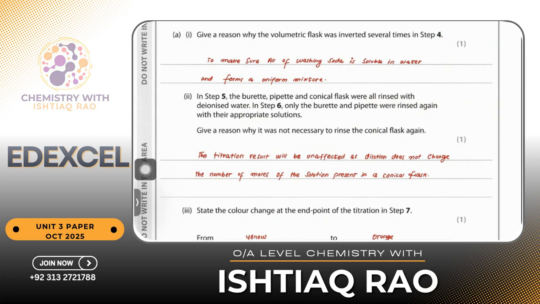So the titration result will be unaffected. Why? As the dilution does not change the number of moles of the solution present in the conical flask. Remember, whenever we do a titration, it's the reaction between the number of moles of acid and the number of moles of alkali. So if you rinse it, the reaction is still between the moles of acid and the moles of alkali. So it would not be affected. That's the reason it's not necessary to rinse the flask again.